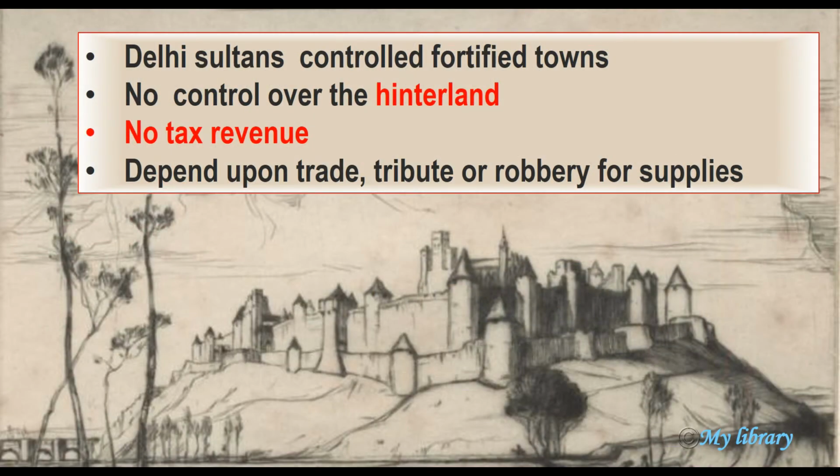In the early 13th century, the control of the Delhi Sultans was only on these fortified towns occupied by garrisons. The Sultans didn't have control over the hinterland. Hinterland is a nearby or adjacent land to a city or port that supplied it with goods and services, so the Sultanate did not have the tax revenue. Therefore, they had to depend upon trade or tribute or robbery for supplies.